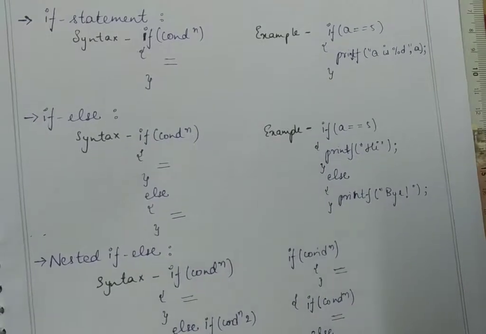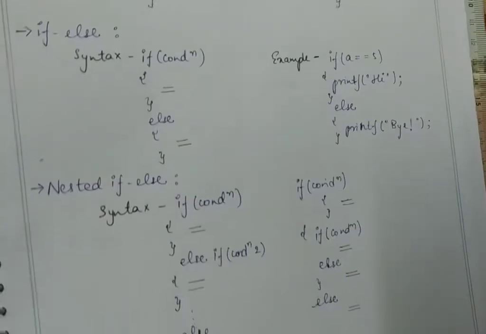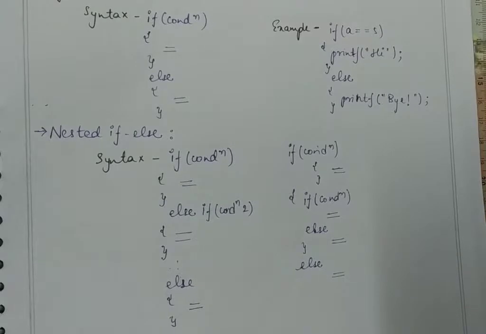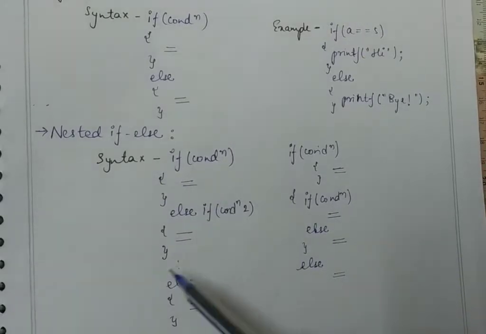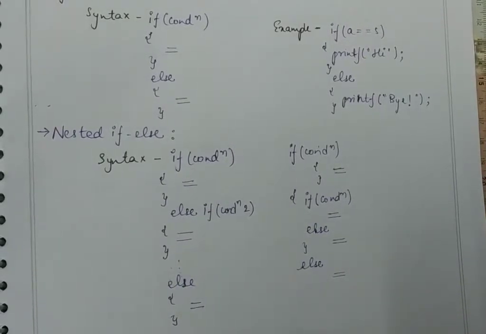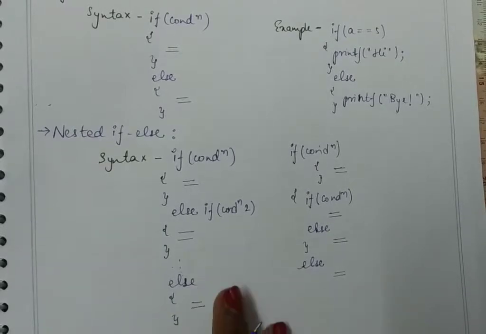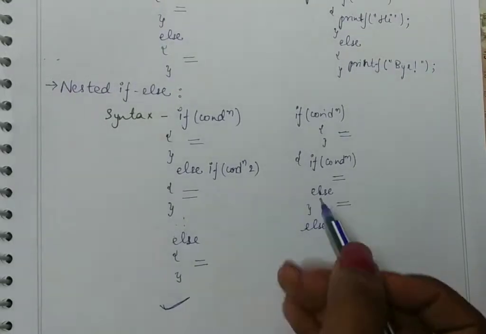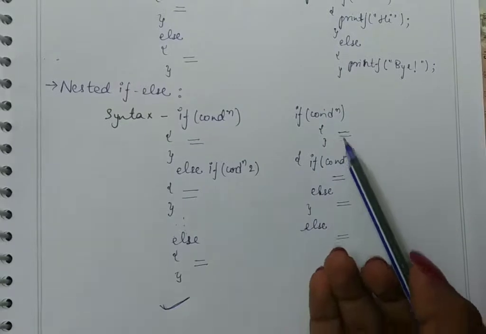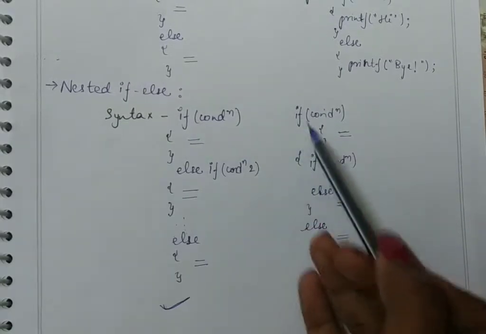And also, if there are more than 2 instructions, you need to write this. I prefer using this because this is better. This is also fine. It's actually the nested if else, meaning there's an if else inside an if else.